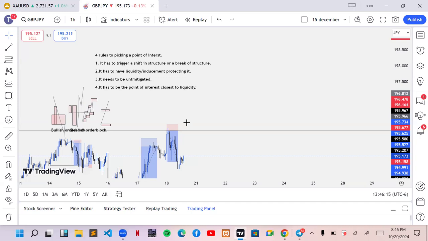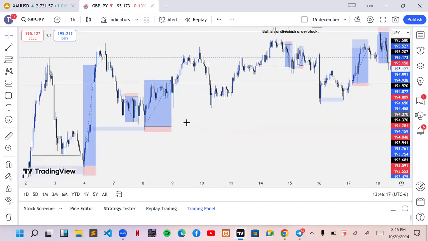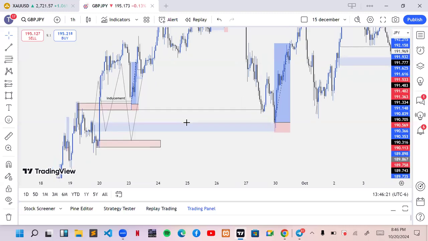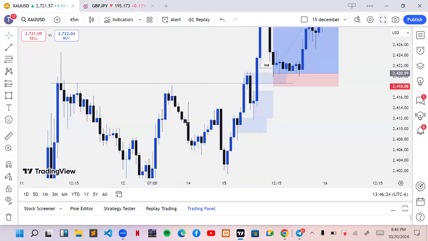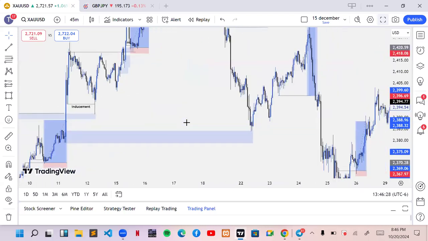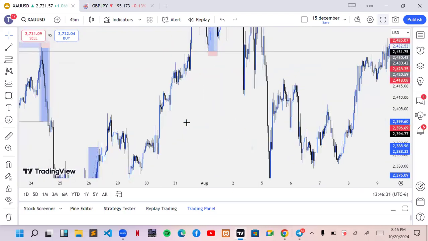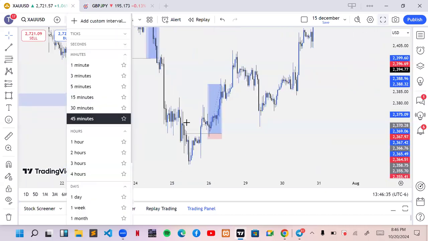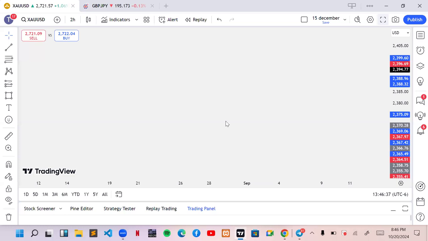So that's just it, when you want to use a breaker block and when you want to use other blocks. Let me see if I have a trade with another block. Should I have a trade with another block, let me show you so you know when to use another block. This is also a breaker block trade.